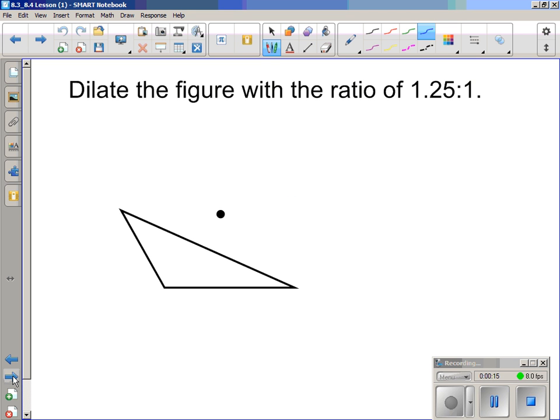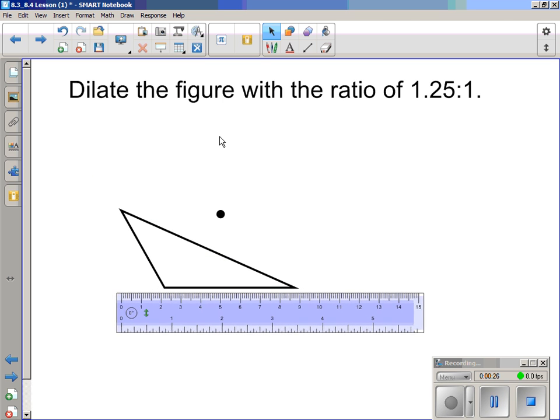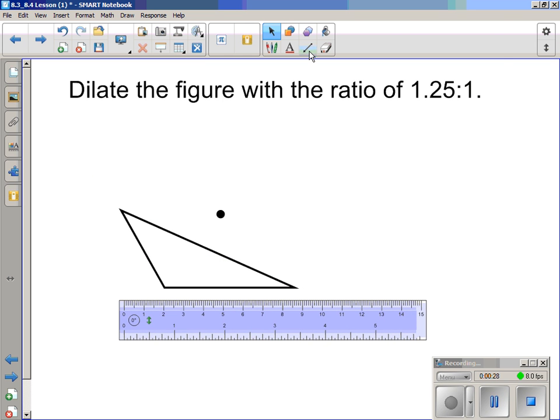So the first one we're going to do is a dilation. Now bear with me, this might take a little bit longer than you're expecting. So I'm going to pull out my ruler. Yours is going to be a little bit different, but your first task when you're creating a dilation is to start from your center of dilation and draw straight segments through each point.